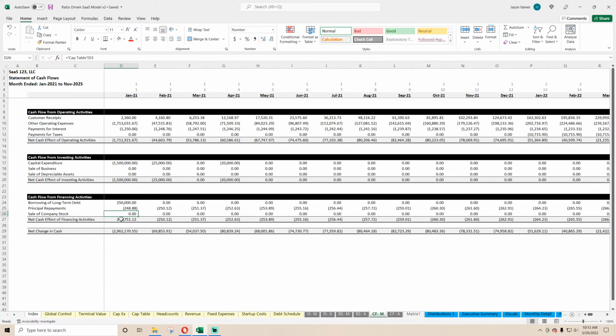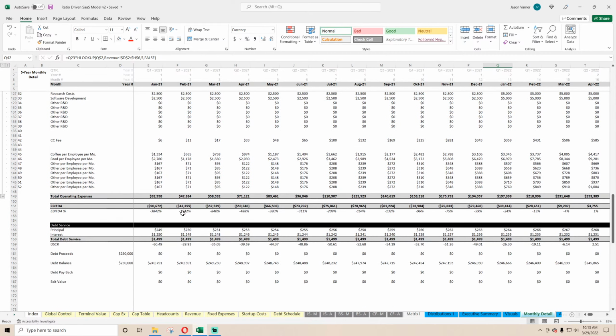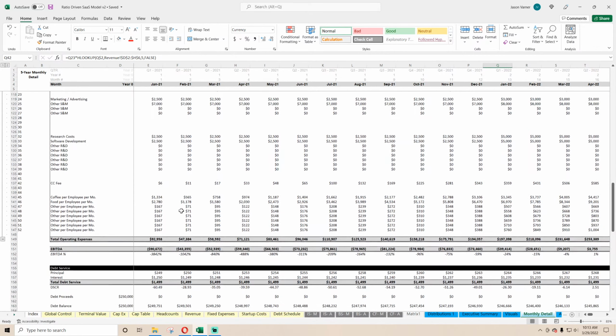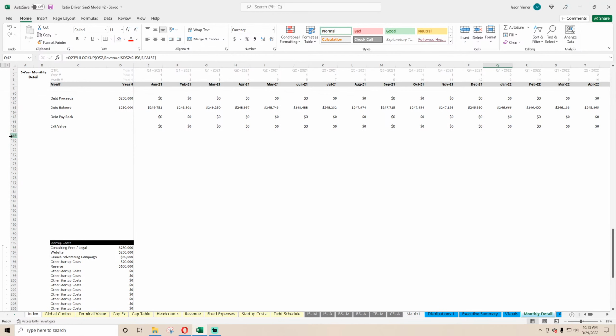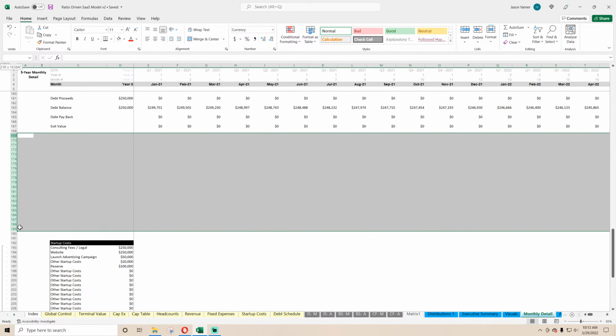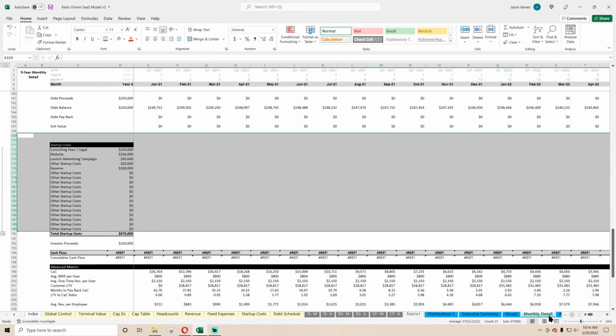Sale of stock. All right, so here's now where we have to go into the monthly detail to determine the minimum cash equity investment needed. And to do that, we have to add some other cash flow items that are not in this natively. So let's 69 to 89. Let's delete that.